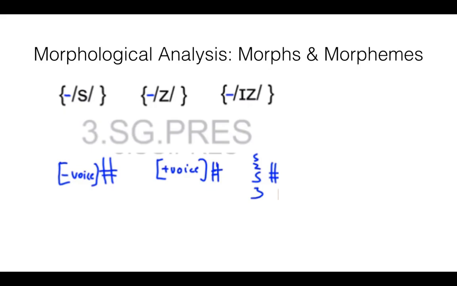Okay? And look at the formalities. Remember the formalities there, please. The allomorphs, you see how the allomorphs are represented? Curly brackets, and then you have the slashes, and then you have the underscore there, the dash. Okay?